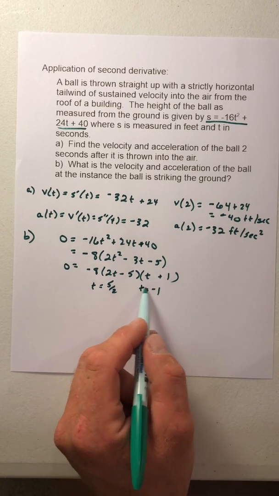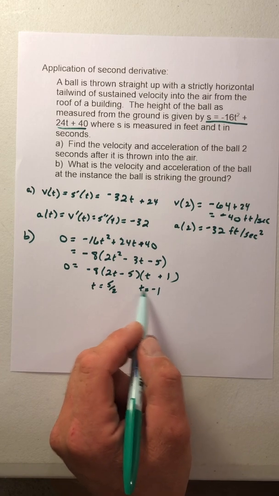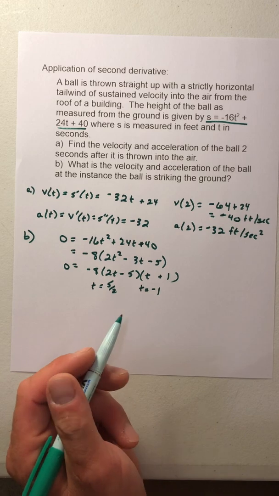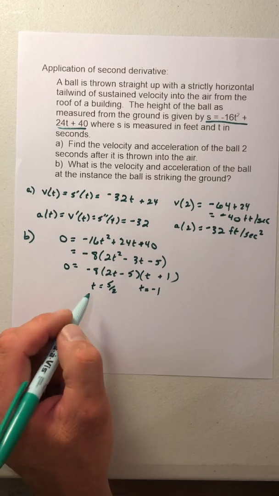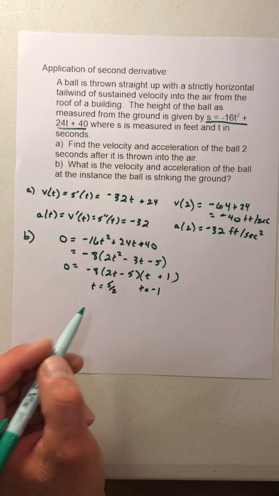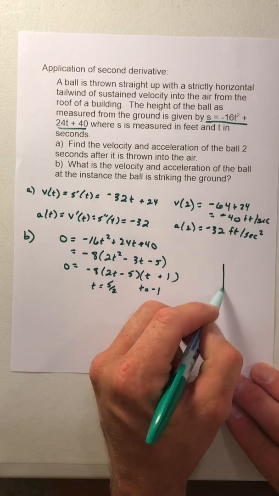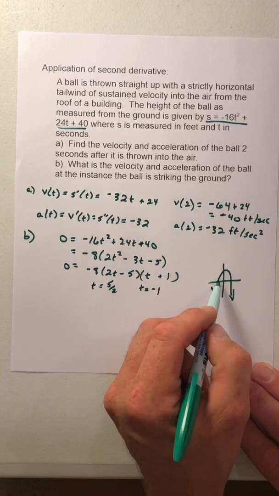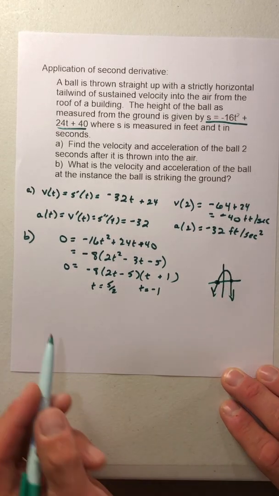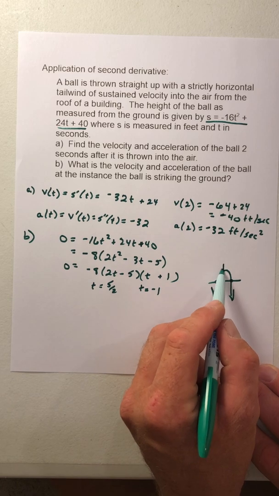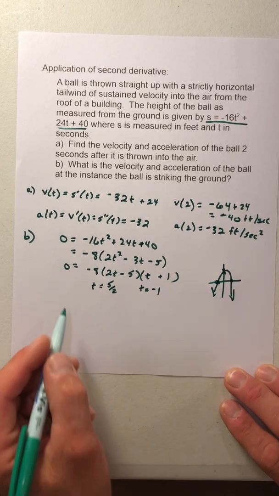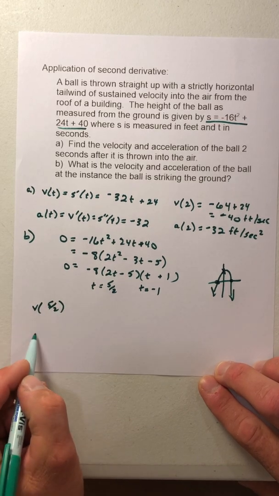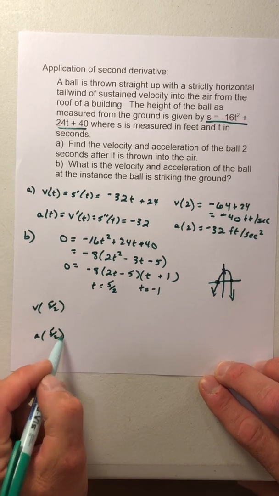Likewise, t equals negative 1 shouldn't make sense to us because t is talking about time. We can't have negative 1 seconds that we're throwing it into the air. So we know that t equals 5 halves is when that ball is going to strike the ground. If we were to look at the graph of that, it would look something like this. There's our negative 1, and there's our 5 halves. So it looks like the ball was thrown from this height and then down. So we can go ahead and find that velocity at 5 halves and the acceleration at 5 halves as well.